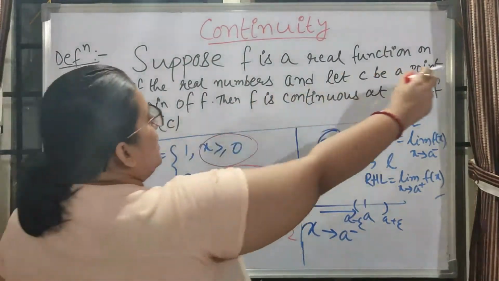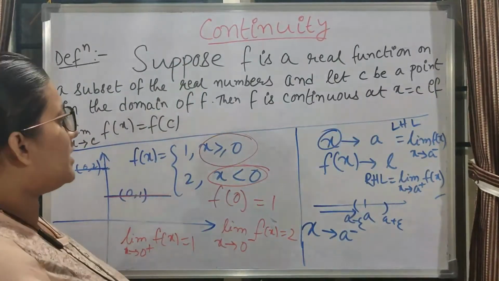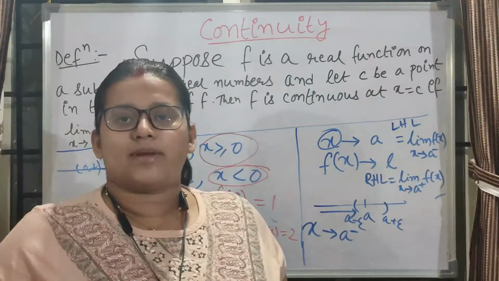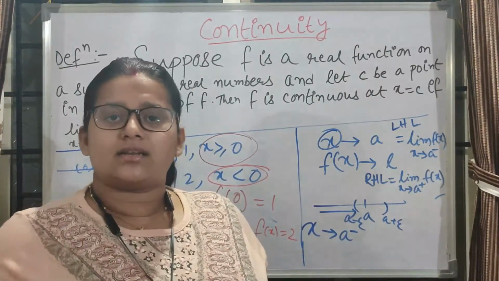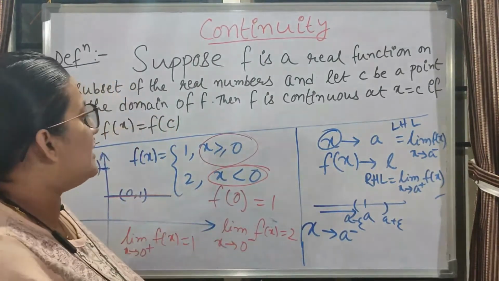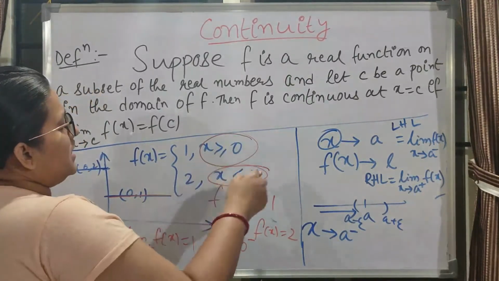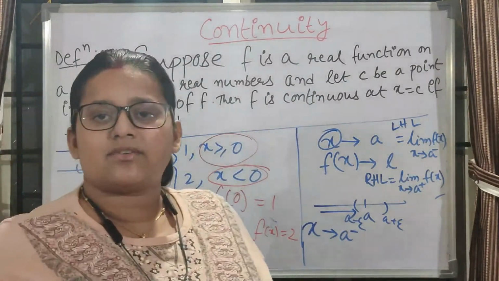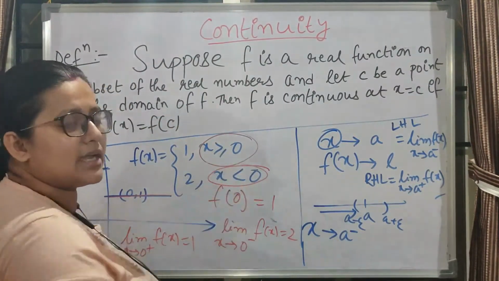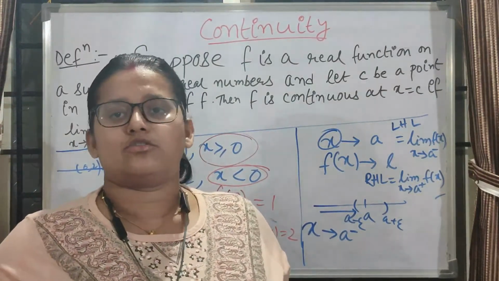So here we can take any subset of real numbers and let C be any point in the domain of f. That means any function is given in that domain. Whatever values are there inside that, we can take any real number values and check the differentiability. Like see here, the interval is not given, right? We can say minus infinity to infinity, but we are checking where the function is breaking at 0, right? So we are checking the discontinuity at x equal to 0.